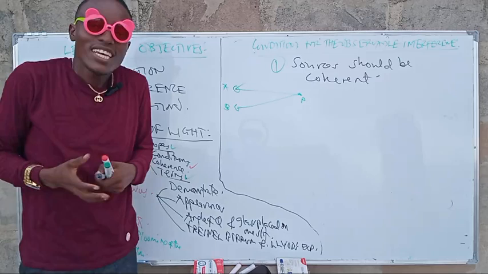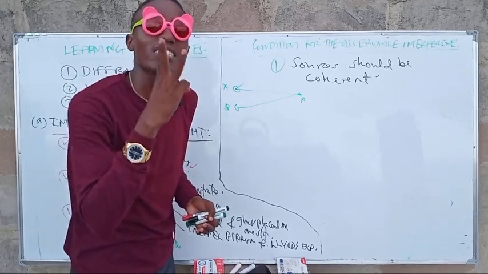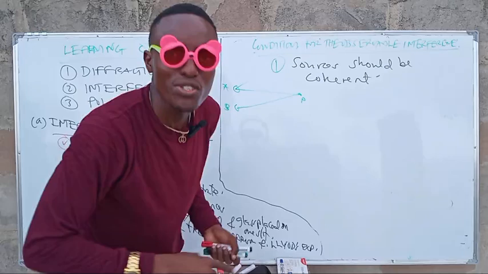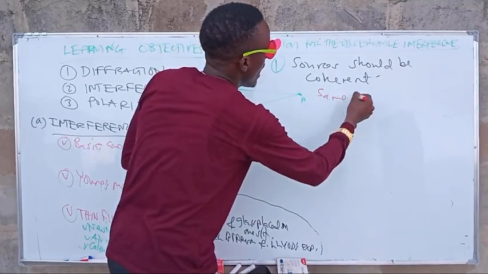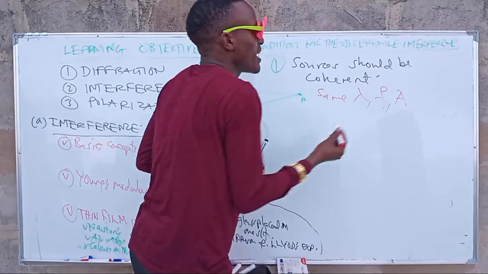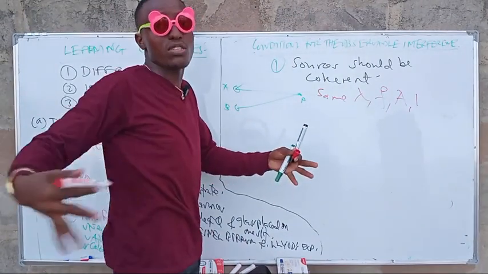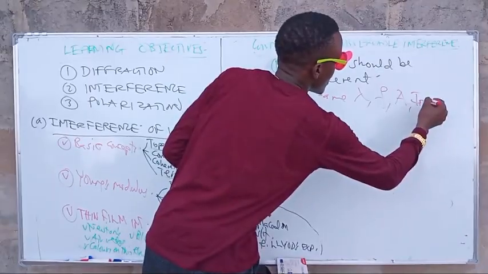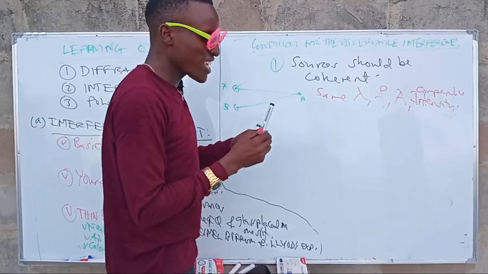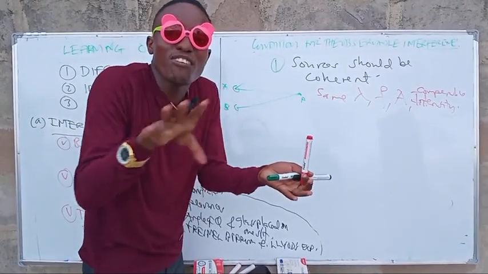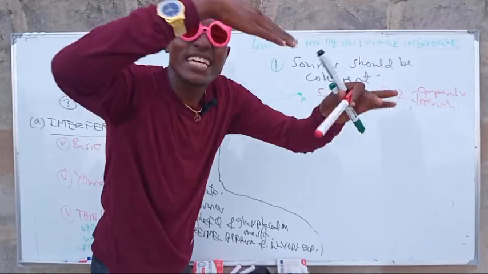What does coherence mean? This means the light emitted by these two sources should have the same wavelength, same frequency, same amplitude, and comparable intensity. The larger the amplitude, the larger the intensity. Also, the phase difference should be constant. If one wave exceeds the other by 90 degrees, it should be by 90 degrees forever until they interfere.